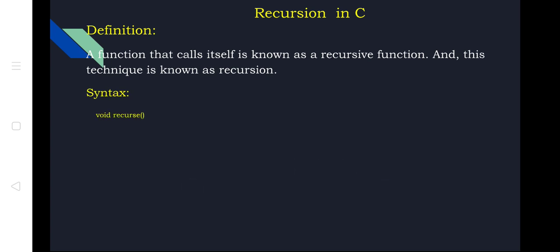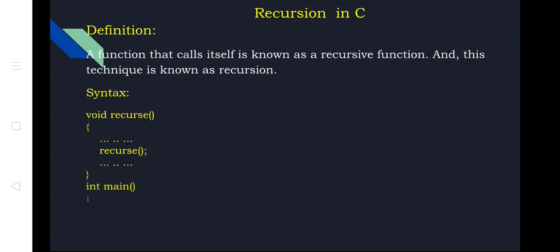Let us see the syntax of the recursive function. void recurse, that is the name of the function, and then open brace. There are a few statements. Then again we have the statement recurse. Here this is the function call. So within the function recurse, the function is called again using the function name recurse. That means a function within the function, the same function is called by the function. That means the function calls itself. That is called a recursive function.